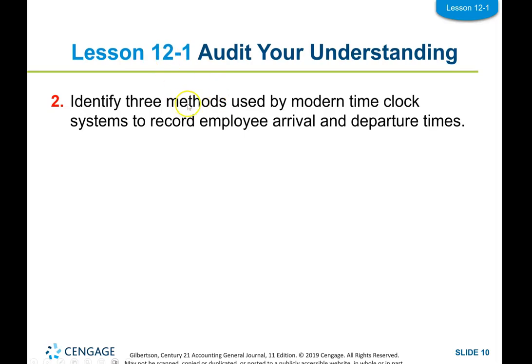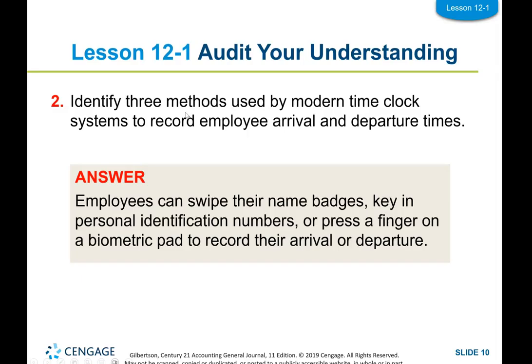The 3 methods used to record employee arrival and departure times. So again, you could swipe a name badge. You could key in personal identification numbers, or press a finger to a biometric pad. All these things are ways to record your coming and going at an hourly wage job. Usually the clock is right there where the employees enter and leave, so easy to remember.